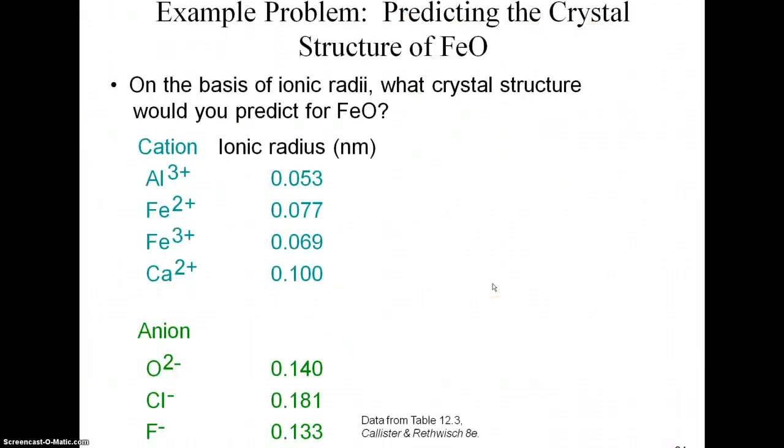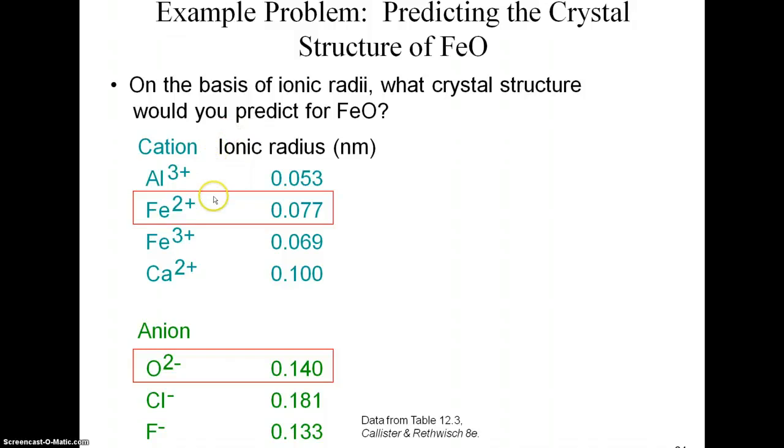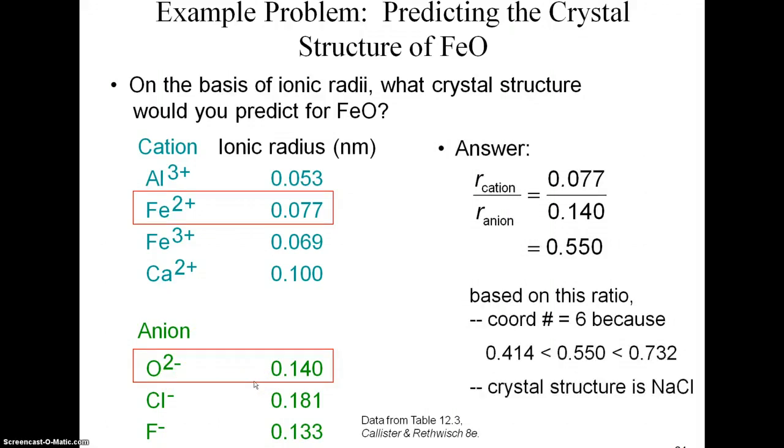Alright, so quick example on the basis of ionic radii. What crystal structure would you predict for iron oxide? Well, we have the radii here. So iron oxide uses this isotope of iron, Fe2+, and oxygen 2-, and we see that the radii ratio of cation to anion gives us 0.55. We can go to our table and see where the 0.55 ratio falls. And from the table, it falls between 0.414 and 0.732, which gives us a coordination number of 6.